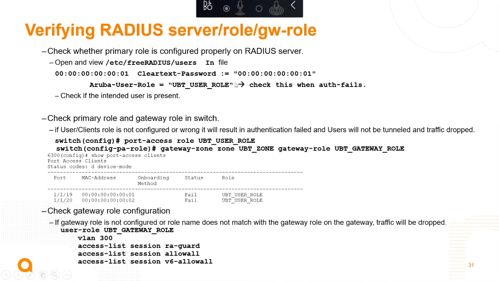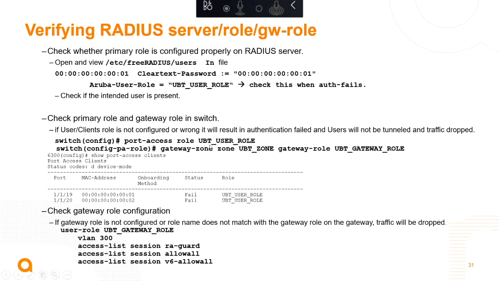Next, we can see whether the role is configured correctly for the user in the radius server or the CPPM. For example, I will take an example of FreeRADIUS here. You can see here the user MAC address is 001, and we need to check whether the role mentioned in that is correct, like UBT user role, and the same role should be mentioned in the switch. This is in case of a static role. In case of a dynamic role, that role will be downloaded onto the switch.